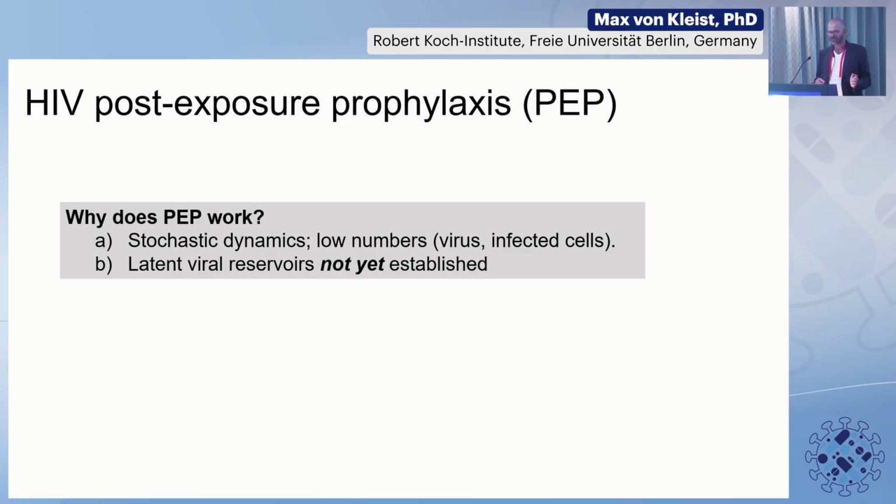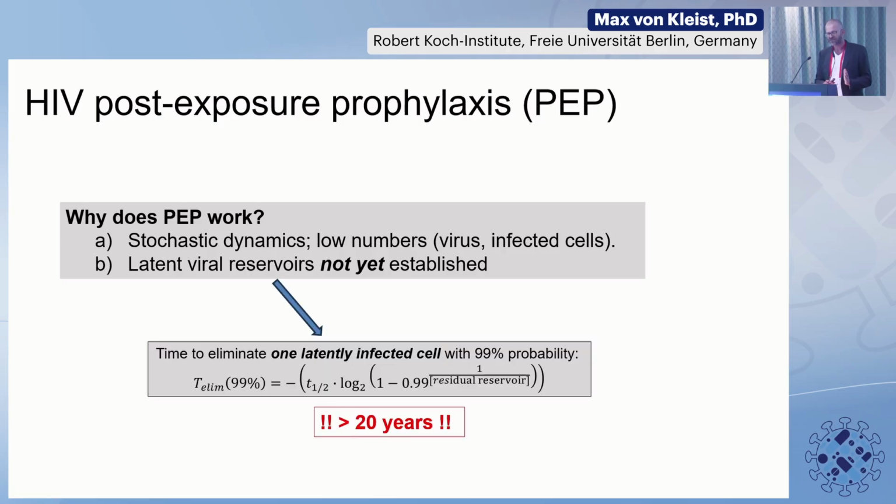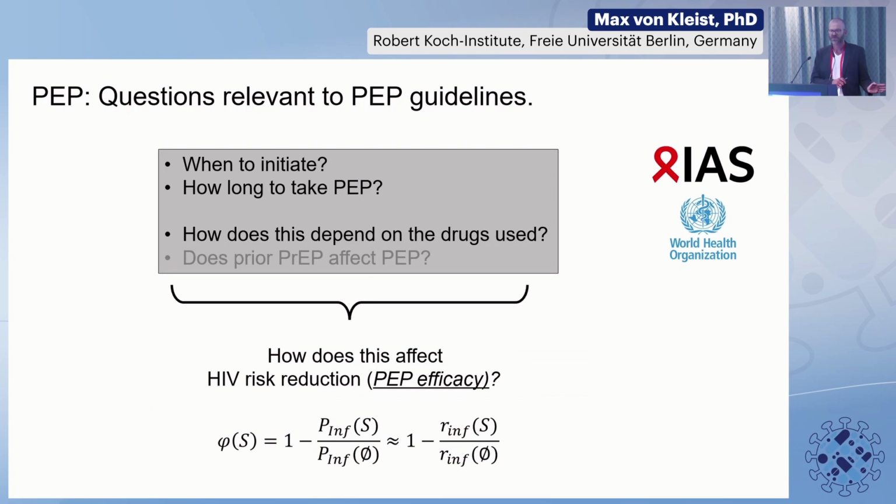Secondly, during these very initial events, the infection has not become irreversible yet. What we think makes infection irreversible is the establishment of so-called latent viral reservoirs. A candidate for this is T cells that go into latency after viral genomes have been integrated. From what we know of the half-lives of these cells, once you have one of these latently infected cells, it would take about 20 years to clear it with 99% probability. So with PEP, you need to act before this has happened. This is your window of opportunity.